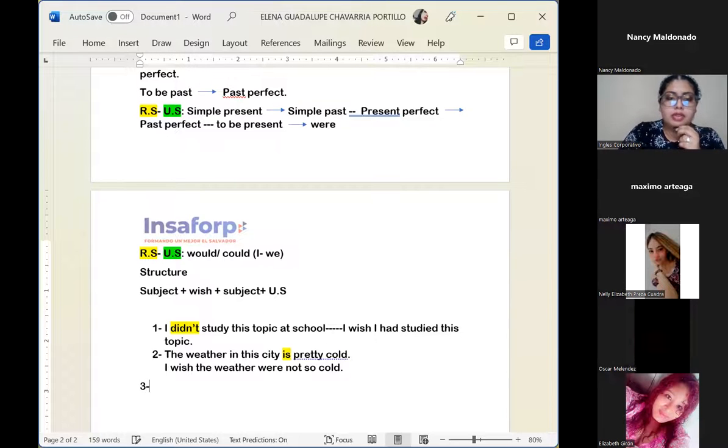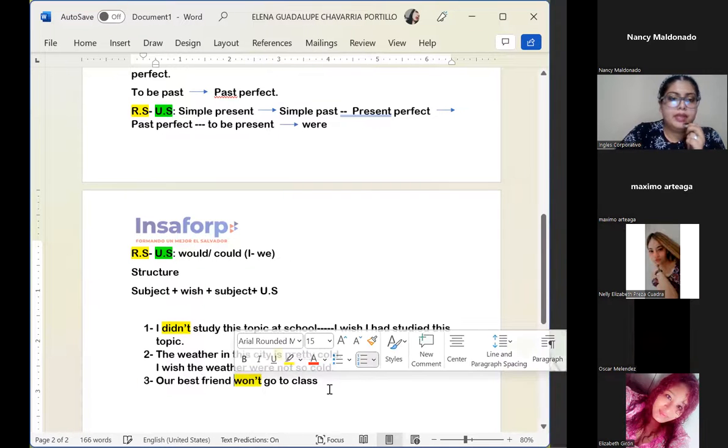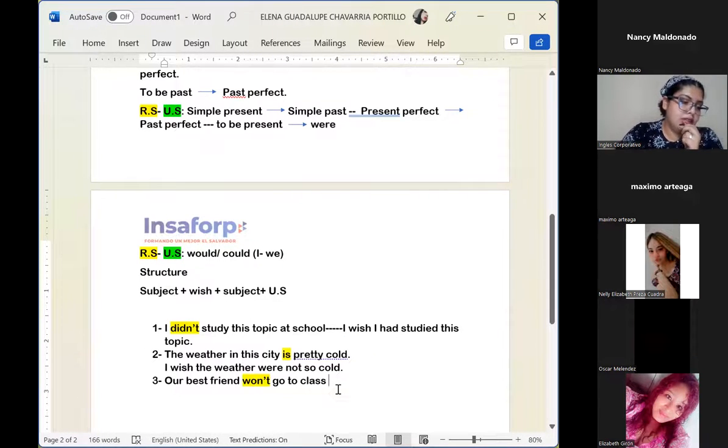So in number three, we are going to use the future. And it says our best friend won't go to class. So in this case, we have future negative. And we are saying that nuestro mejor amigo no irá a clases. So that's the sentence that we have.